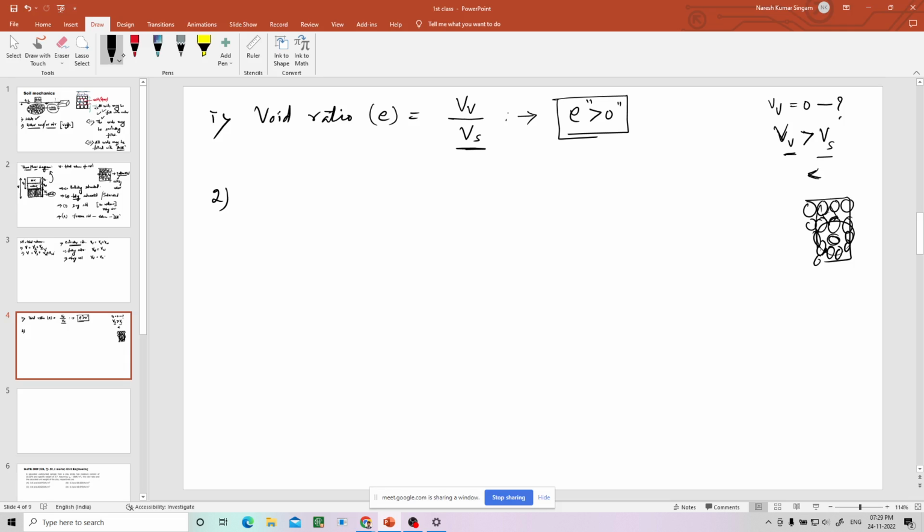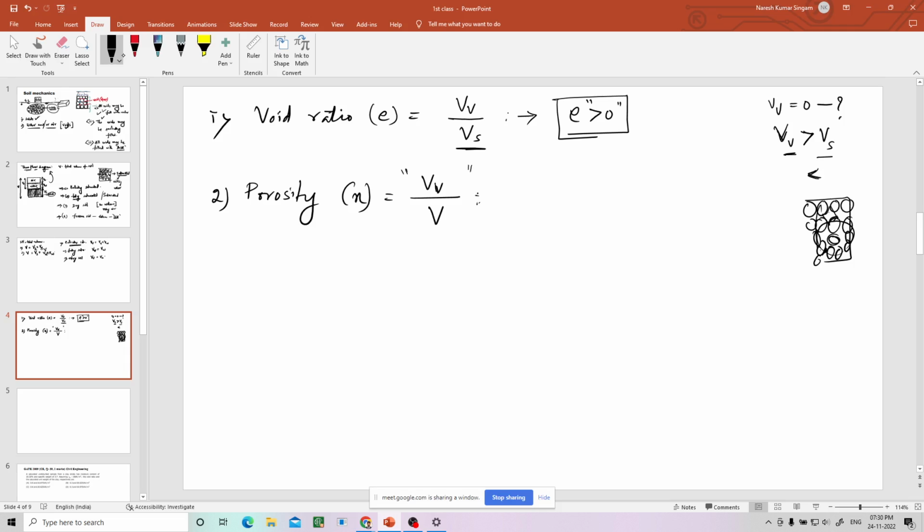Then another parameter comes, porosity, which is denoted by small n. It is defined as the ratio between the volume of voids to the total volume. Now this is the definition. You cannot have any doubt on this. Why is the definition like that? The definition is like that. Later, all the different kinds of derivations in engineering mechanics will be dependent upon these definitions.